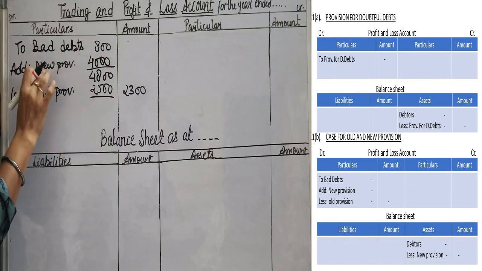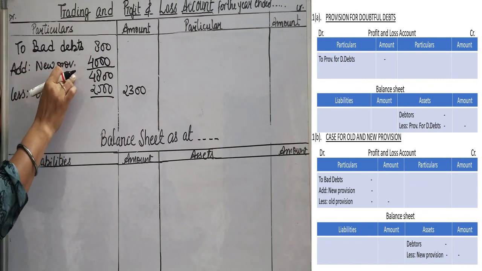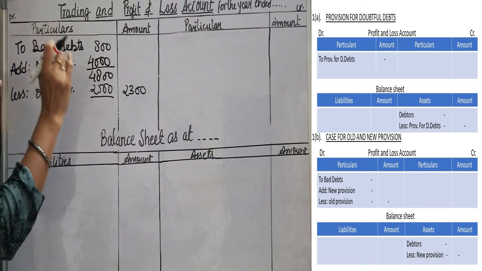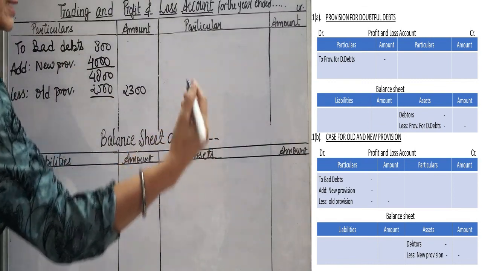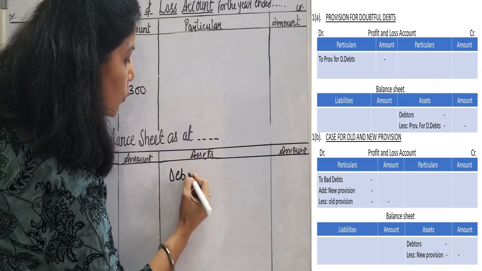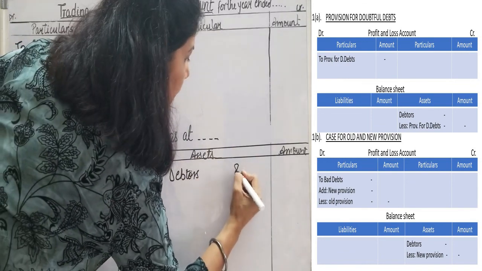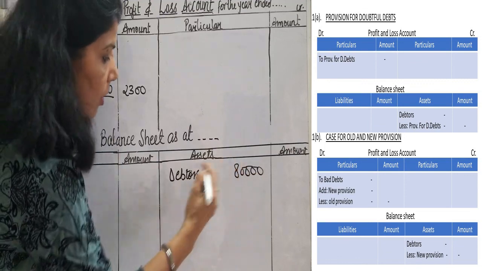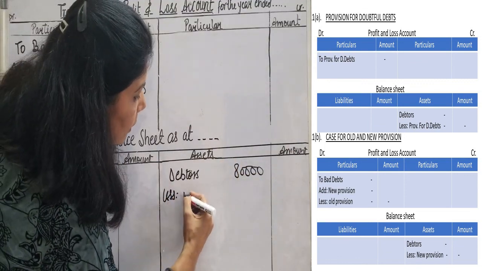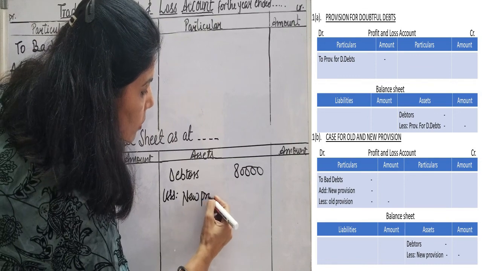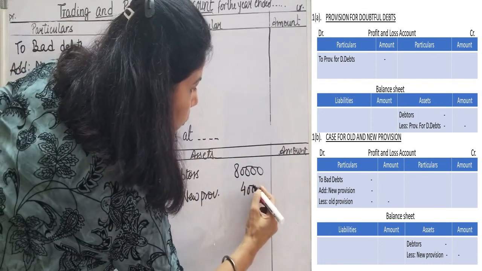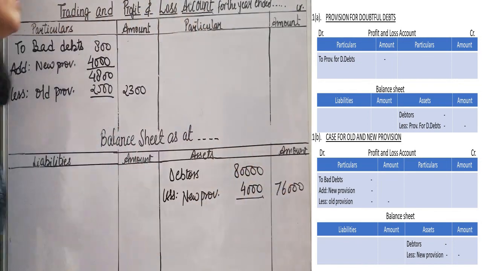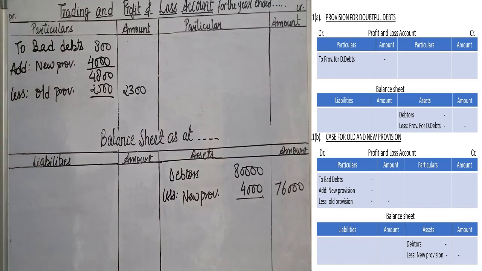Okay. Now, the entry of this new provision will go at one more place as it is shown by way of adjustments in the question. So, that second entry will be made here on the asset side of the balance sheet. How? It will be deducted from the amount of debtors. So, debtors as given in the question was rupees 80,000. From this debtors, we will deduct our new provision which was calculated at rupees 4,000. So, now the amount of debtors will appear as rupees 76,000.